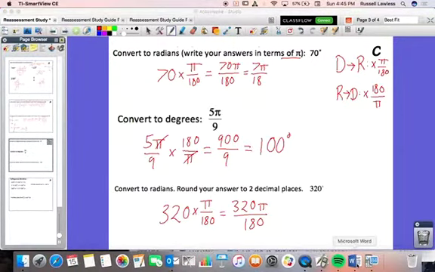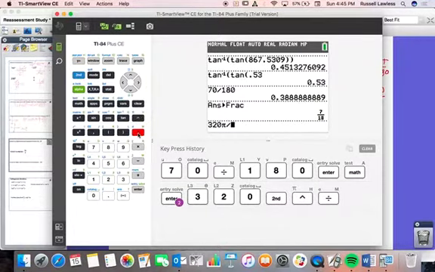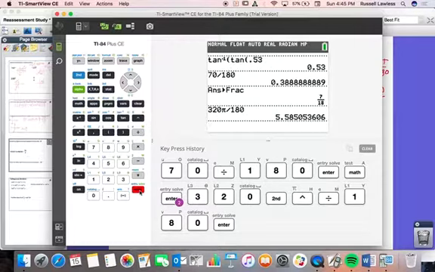Now, I'm going to go to my calculator. I'm going to type in 320. I've got pi, there's the pi, oh yeah, pi is second there. I'm going to divide that by 180. Our final answer then is 5.59.